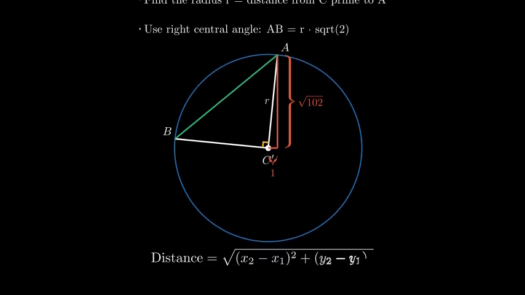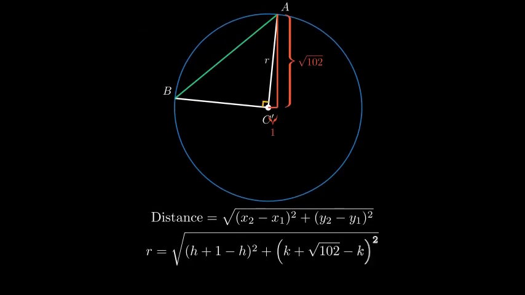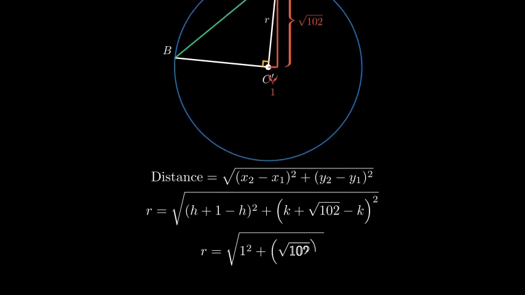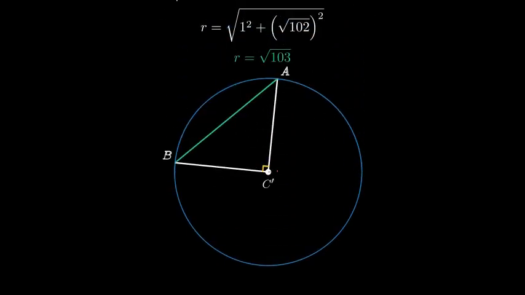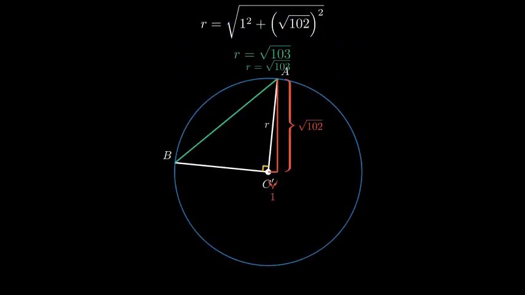Distance formula. The distance between 2 points, (x1, y1) and (x2, y2), equals the square root of the quantity x2 minus x1 squared, plus y2 minus y1 squared. Here, C' is (h, k), and A is (h plus 1, k plus square root of 102). So r equals the square root of the quantity h plus 1 minus h squared, plus k plus square root of 102 minus k squared. That simplifies to the square root of 1 squared plus the square root of 102 squared, which is the square root of 103. Now use the chord formula.